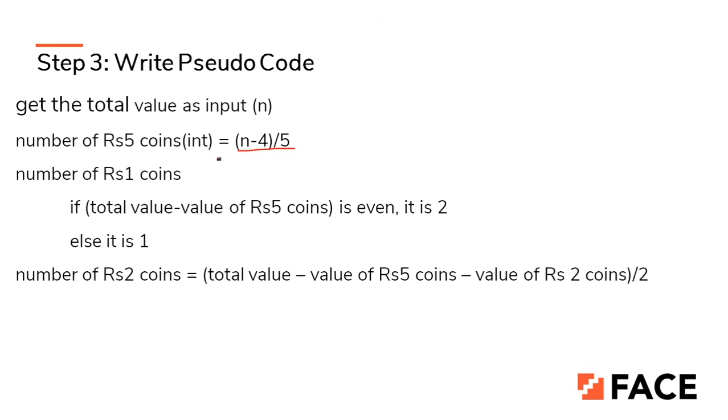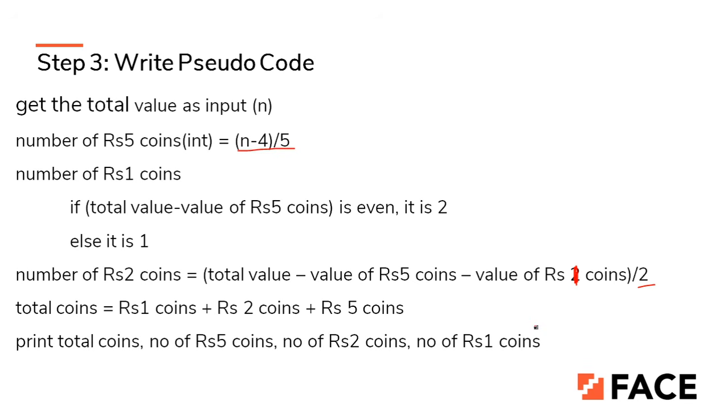So from the total value, you subtract the value of 5 rupee coins and the value of 1 rupee coins. I'm sorry, it's a typo here. This should be the value of 1 rupee coins. The remaining will be your value of 2 rupee coins, because each coin's value is 2 rupees. This just needs to get divided by 2. That will give you the number of 2 rupee coins. The total coins will be the number of 1 rupee coins plus the number of 2 rupee coins plus the number of 5 rupee coins.